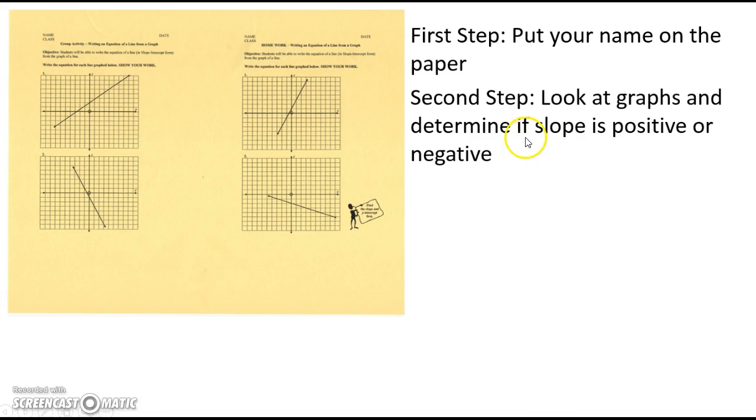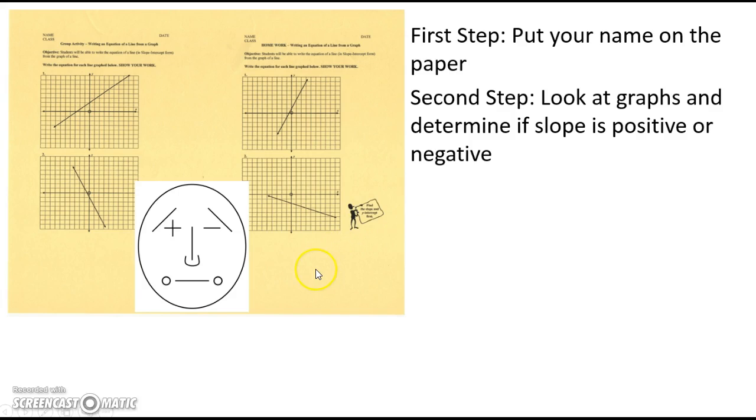Second, we're going to look at the graphs and determine if the slope is positive or negative. So we're going to look at the lines and determine if they're positive or negative. On your paper you're going to draw slope man, slope dude, slope face, whatever you want to call him. Take a few seconds, draw your slope face.